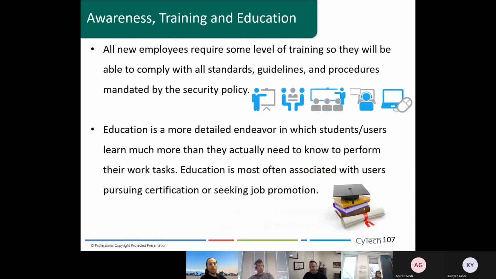Training, however, is taking our employees and training them on how to do their role better. So if awareness is for everyone and it creates the cultural change, the training will be more precise. For example, I can sit with the HR department and train them on how to do better data classification on the HR system. That's more precise for that department.